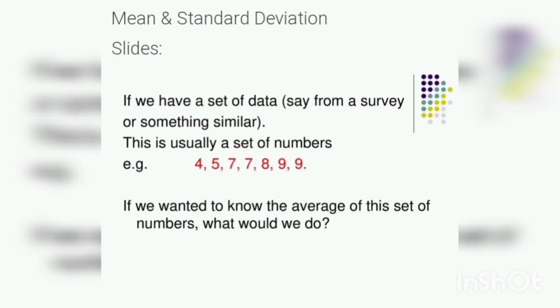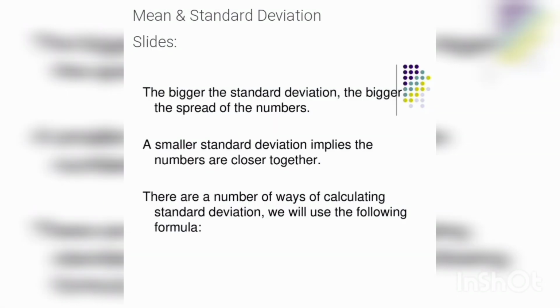If we have a set of data, say a survey or something, the bigger the standard deviation, the bigger the spread of the numbers. The smaller standard deviation implies numbers are closer together. There are a number of ways for calculating standard deviation. We will use the following formula.